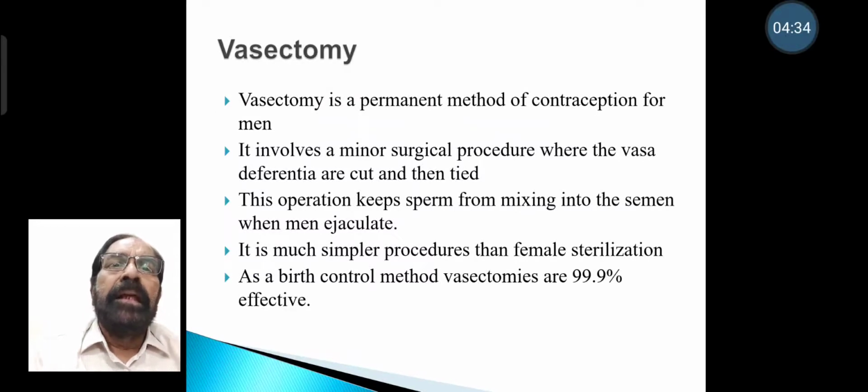Vasectomy is a permanent method of contraception for men. It involves a minor surgical procedure where the vasa deferentia are cut and tied. This operation keeps the sperm from mixing into semen when men ejaculate. It is a much simpler procedure than female sterilization. As a birth control method, vasectomies are 99.9% effective.